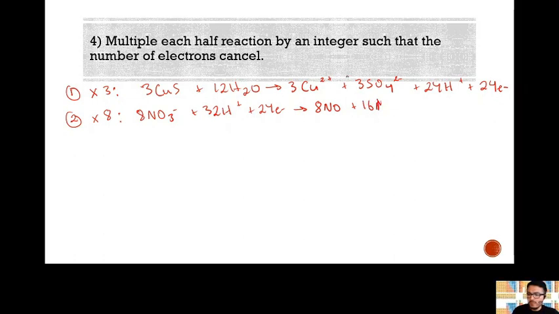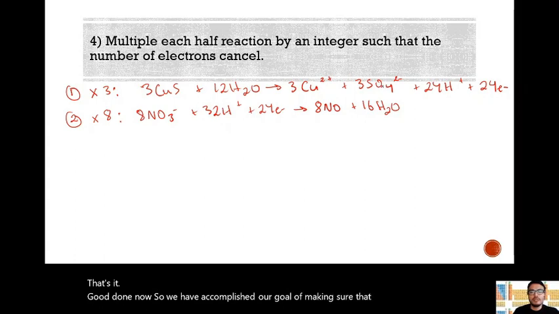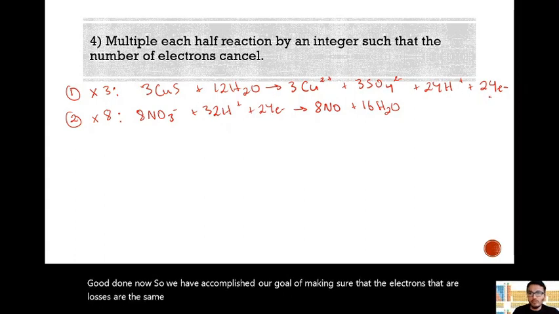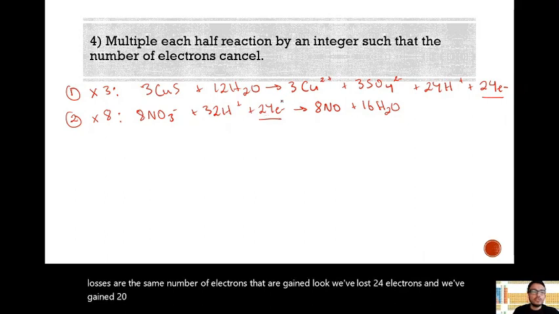This is, I have an eraser somewhere here. That's it. Okay, good, done now. So we have accomplished our goal of making sure that the electrons that are lost are the same number of electrons that are gained. Look, we've lost 24 electrons and we've gained 24 electrons here. Now these charges are balanced and we're done with step number 4.